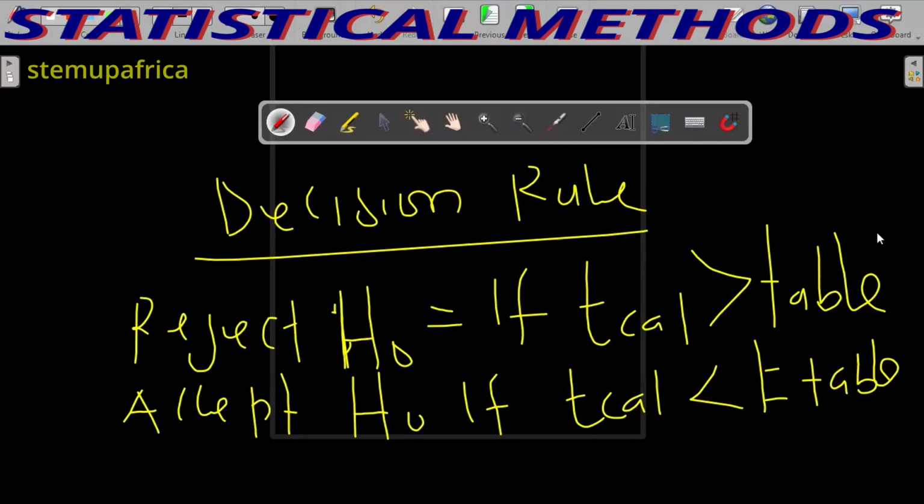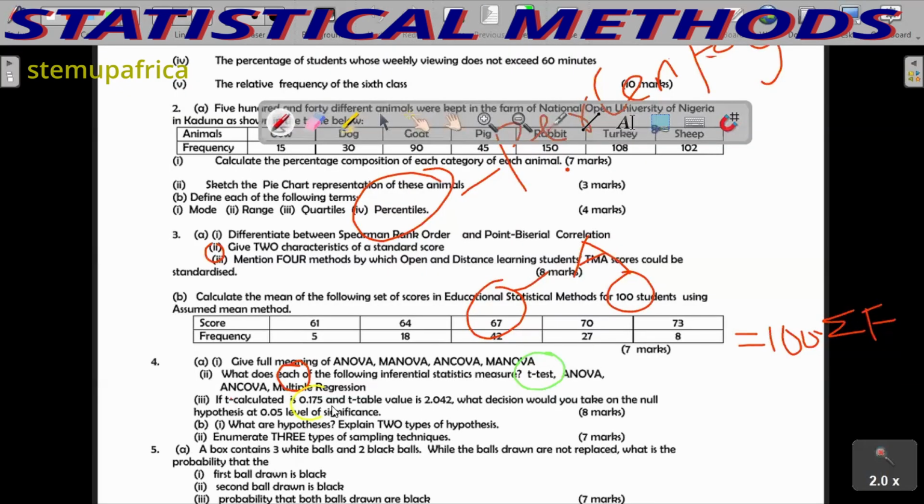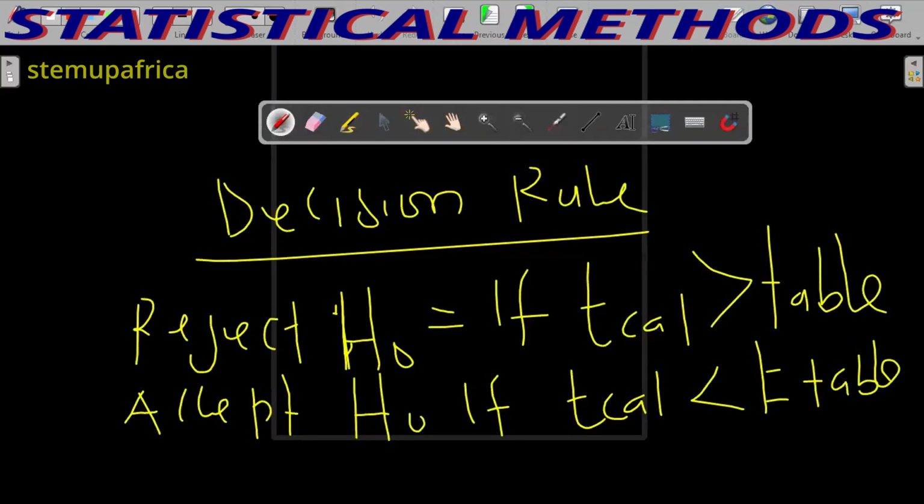Now let's check the values we have. Is the T calculated less than or greater than the T table? Our T calculated is 0.175, and our T table is 2.042. So the T calculated is less than the T table. So what decision are we making? Are we accepting the hypothesis or rejecting the hypothesis?